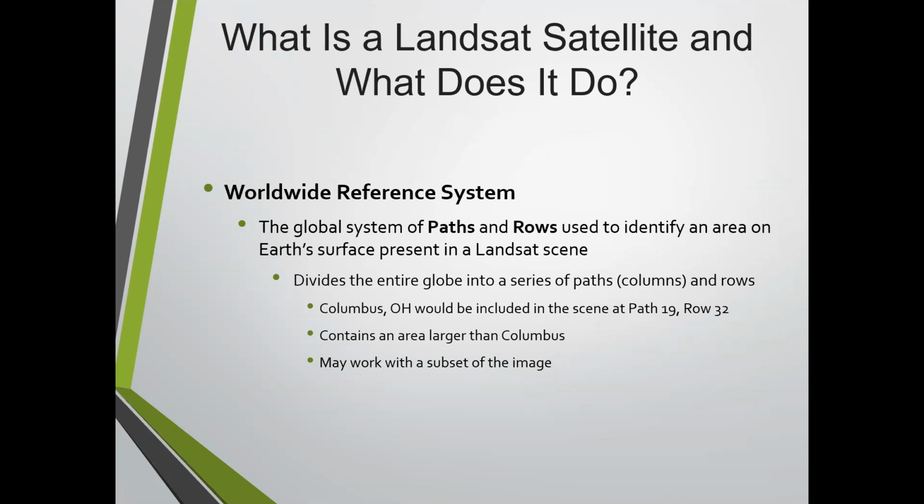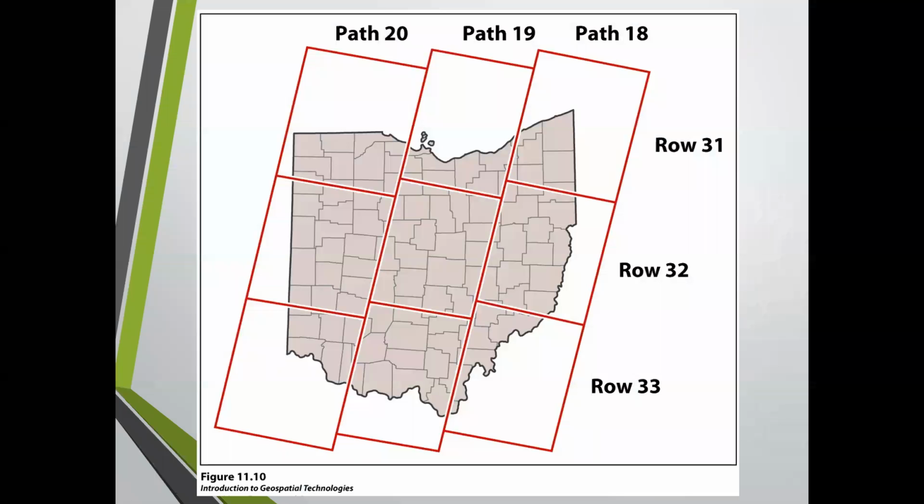So for instance, Columbus is going to be included in the scene path 19, row 32. It's kind of like a section, township, and range in the U.S. Public Land Survey System. Now, that scene contains an area larger than Columbus. But you may have to be able to work with a subset of that image, because if you work with the whole image, that data is going to be huge. So this is what that's showing you.